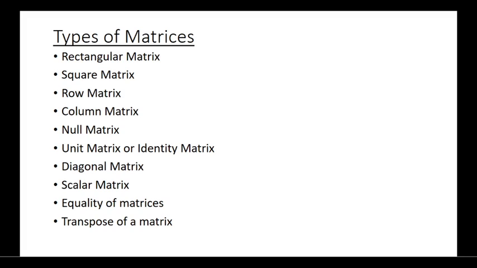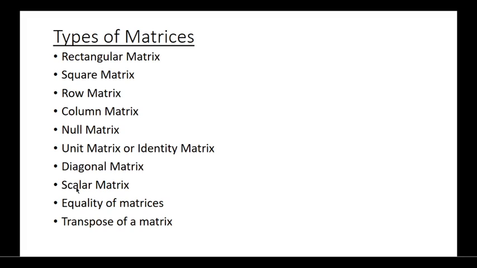Like that we can define the column matrix. A matrix having only one column is called a column matrix. So a column matrix contains any number of rows, but the column should be only one. Such a matrix we call a column matrix. Next we discuss the null matrix. A null matrix is a matrix in which every element is 0. So in a matrix, if each and every element is 0, then such a matrix we call a null matrix.